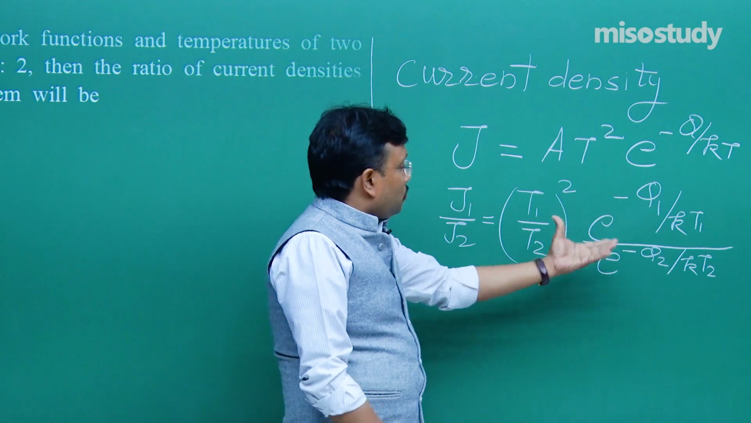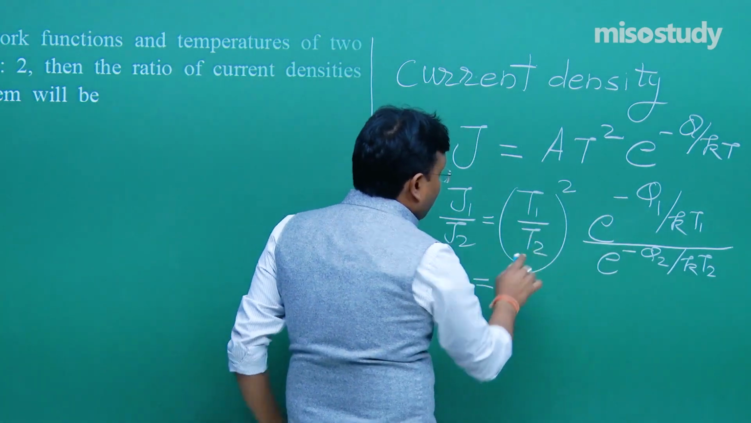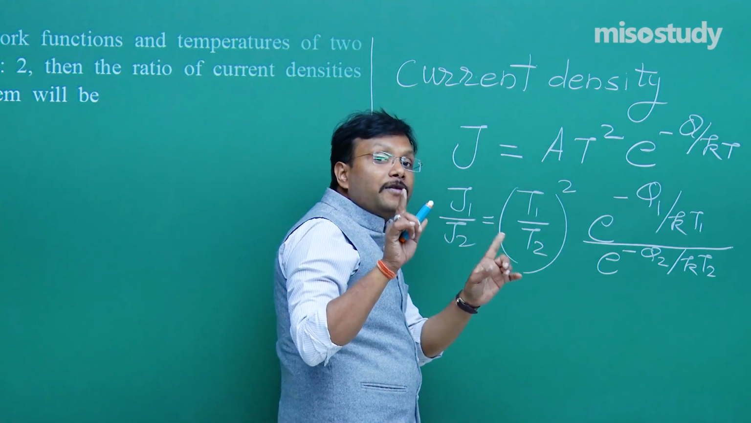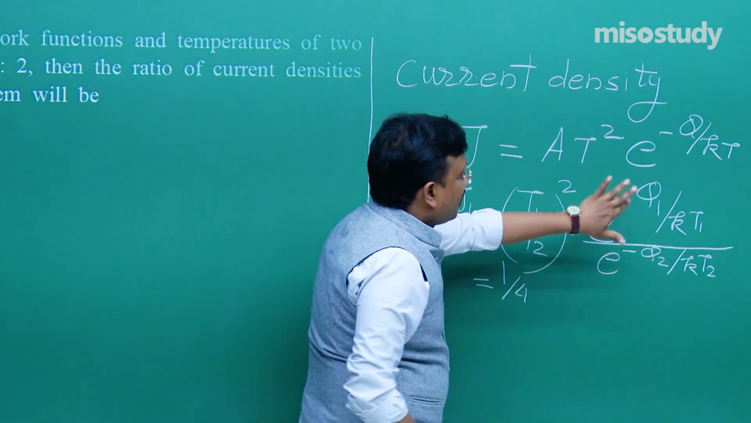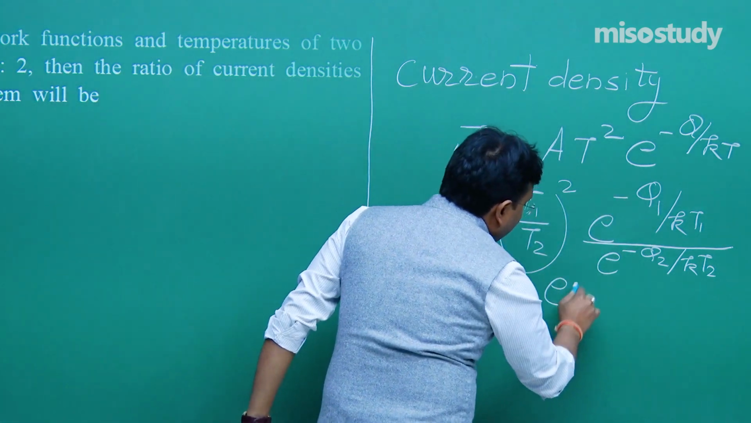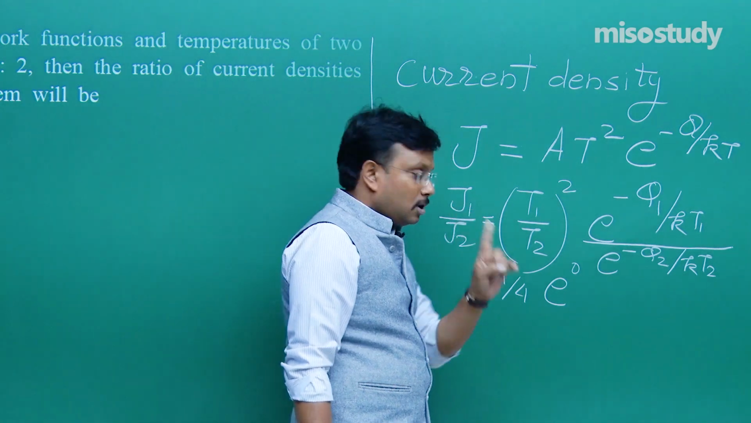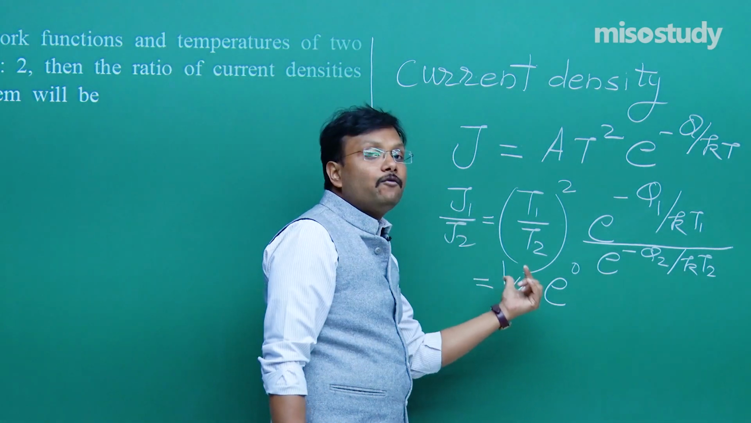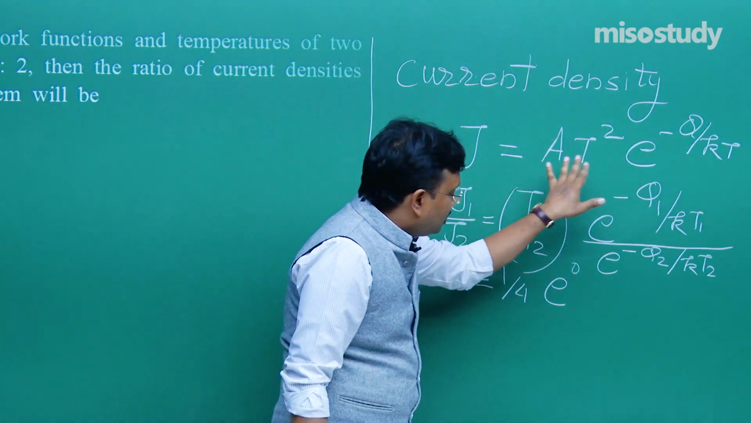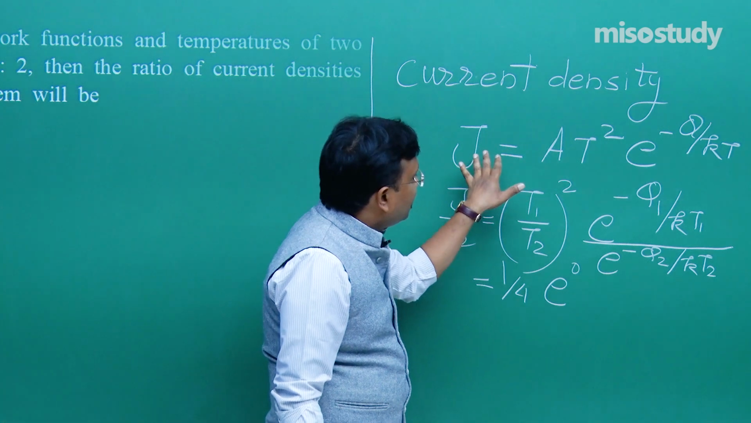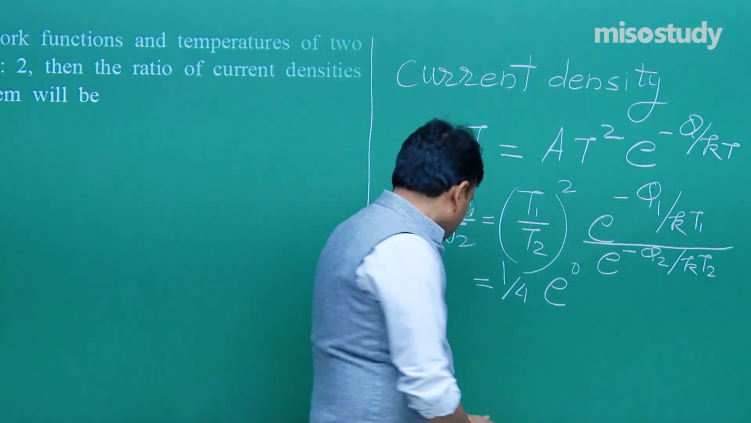So ultimately when you solve it, T1 upon T2 is 1:2, the square of it is 1/4. Finally after solving it, you will get e to the power 0 and e to the power 0. So now the answer is 1/4. Here the only thing you have to remember is that the relation between current density, area and temperature is given by this formula.